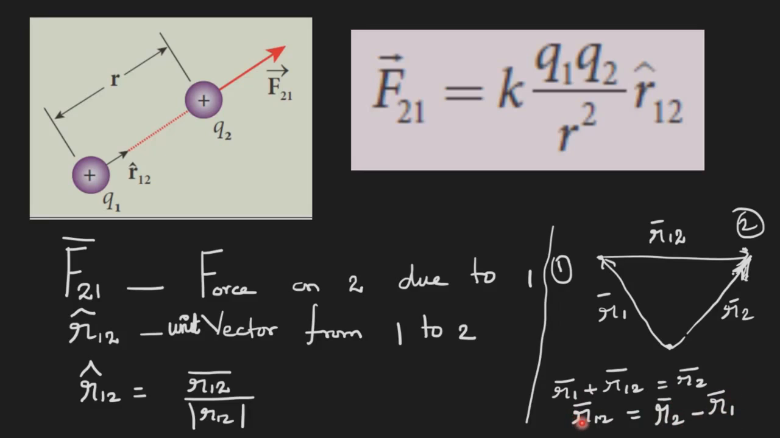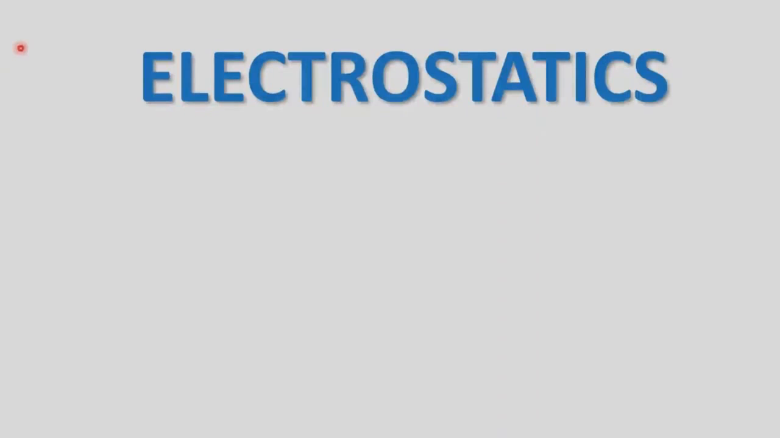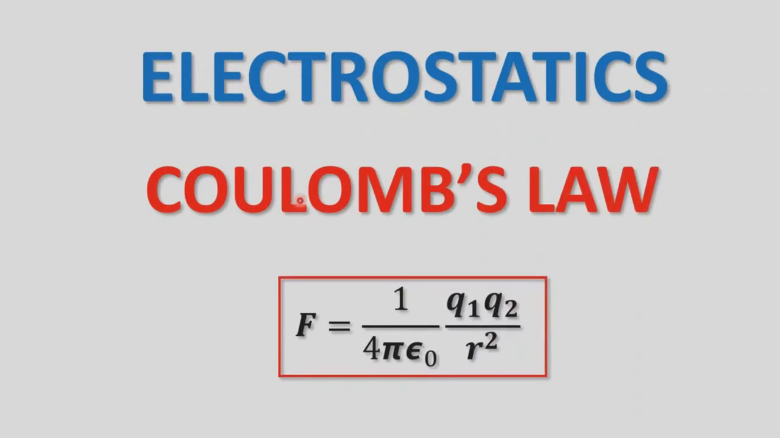This value we substitute in the left hand side expression, then we get R12 cap. Similarly, we find R21 cap by following the same method. From R21 cap we also get the F12 vector. We follow the same method to find it. This is in the electrostatics chapter, and the Coulomb law magnitude expression follows here.